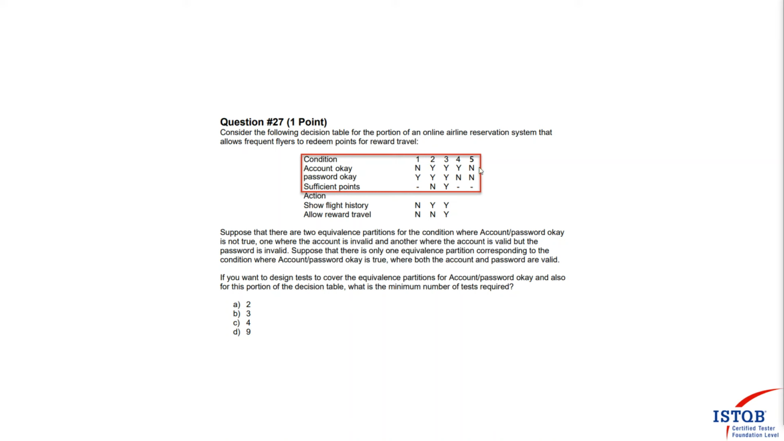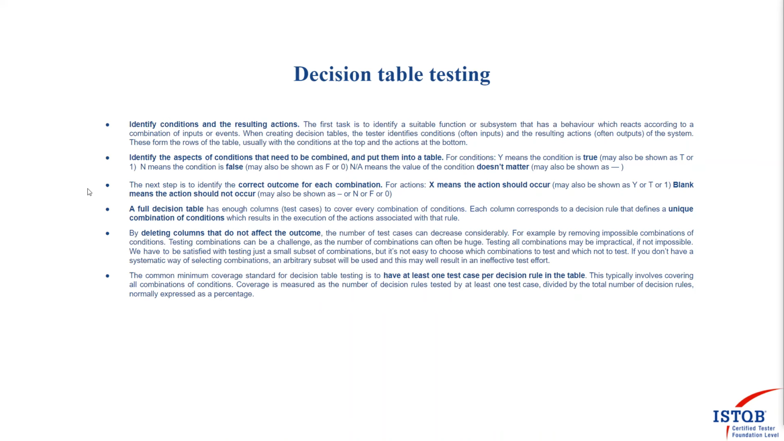Second combination is related to the conditions account password OK and sufficient funds. And we have 3 possible combinations. 2 of them are related to the valid password and account. In that case, sufficient funds can be either yes or no. Third combination is for the invalid condition, account password OK. In this case we don't care about the sufficient funds condition, because the outcome will be the same. We are done with this step, identify the aspects of conditions that need to be combined and put them into a table. Let's move to the next one.